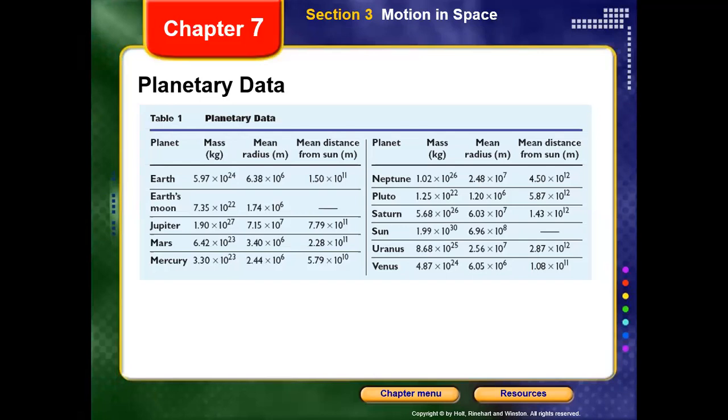Okay, these are some data of planets. For example, the mass of Earth and the radius of rotation, the distance from the sun. For each planet, they did the same. For example, the moon around Earth, with its mass and radius. These numbers could help me solve the previous problem, to calculate the periodic time or the velocity.